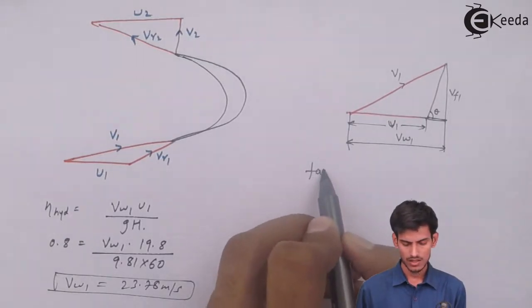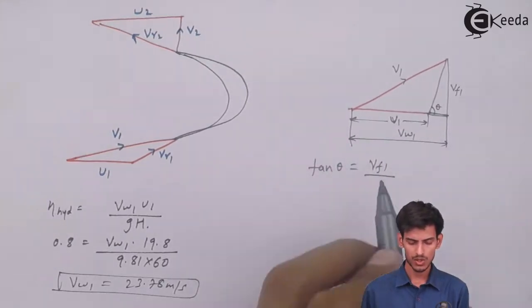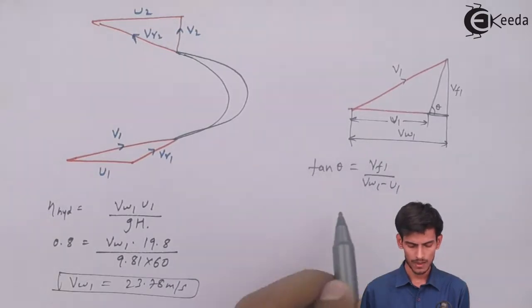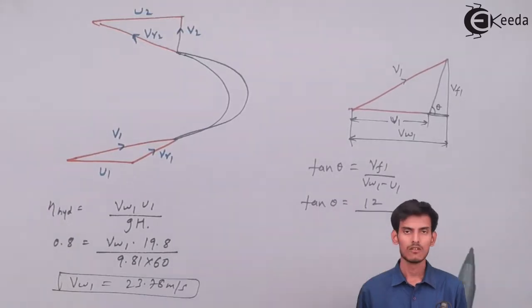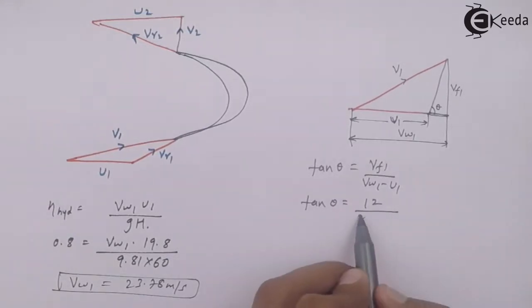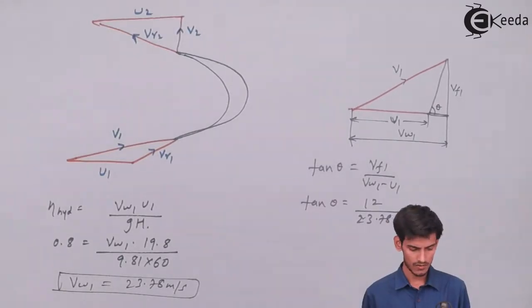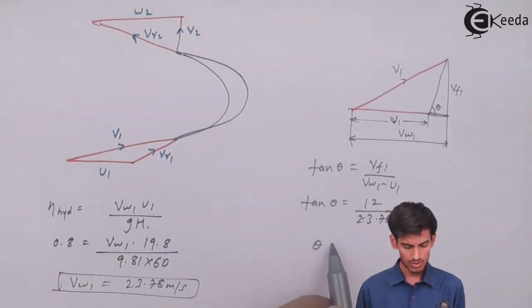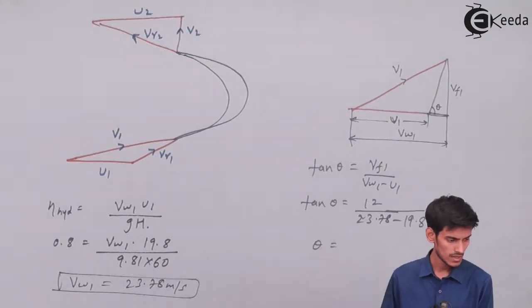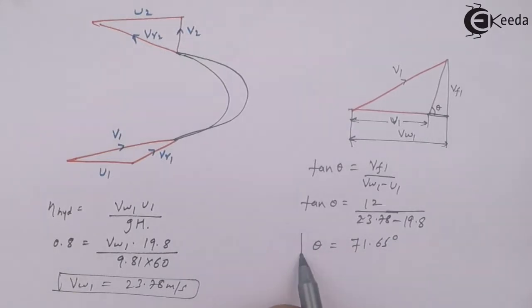So tan theta is opposite side, which is VF1, upon the adjacent side, which is VW1 minus U1. VF1 is given in the question as 12. VW1 we already calculated as 23.78, minus U1, which we calculated as 19.8. Once you solve this, you get the value of theta as 71.65 degrees. So this is the vane angle at inlet.